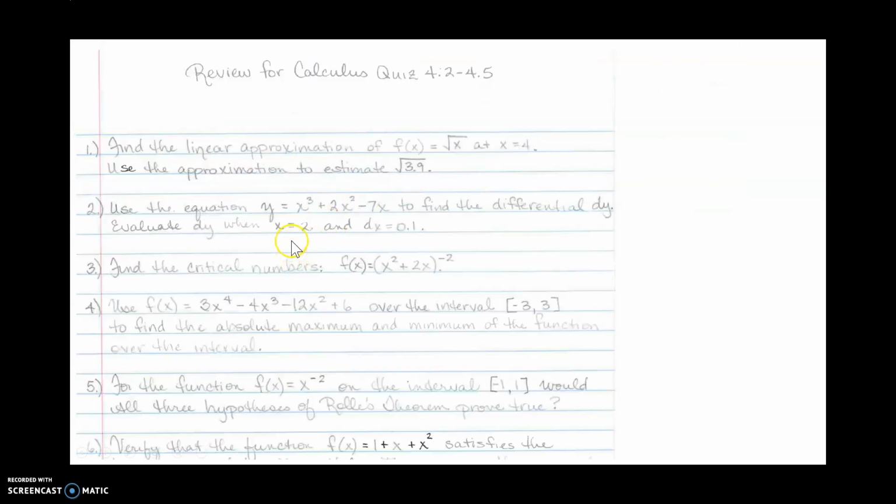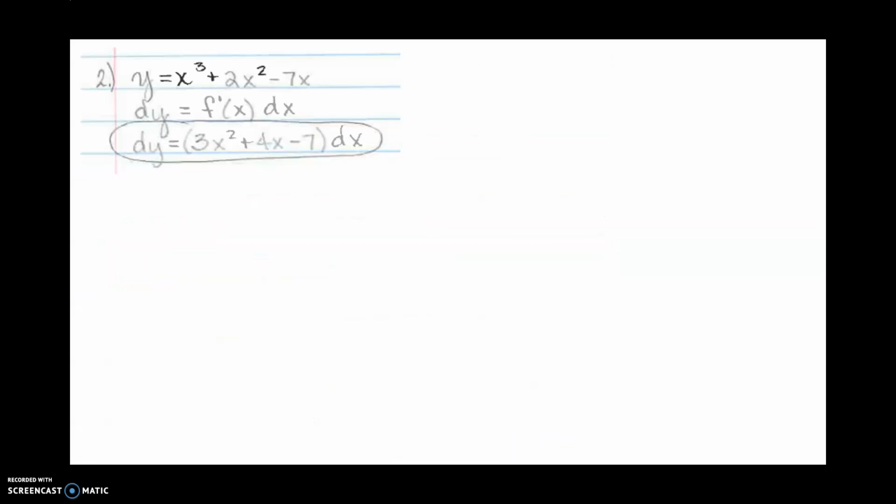Then for number 2, they ask us to find the differential dy. Remember, for a differential, you literally are taking the derivative dy dx and treating it like a fraction. If dy dx is equal to the derivative, then if we multiply both sides by dx, the definition of the differential dy is just the derivative times dx. So that's where it comes from, so that we don't have to memorize it.